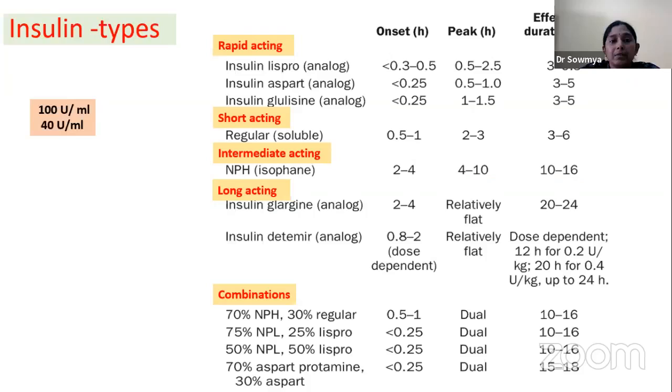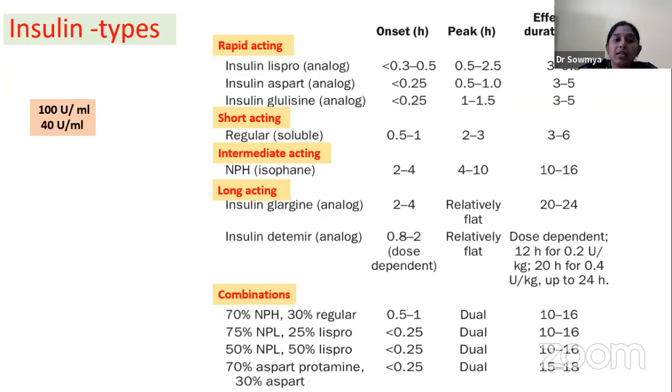So what are the insulin types? First, we should know the insulin types. They are divided into rapid acting, short acting, intermediate acting, long acting, and combinations, that is, pre-mixed insulins. So what are the rapid acting insulins? These are analog insulins, usually human recombinant insulins. Examples are insulin lispro, insulin aspart, and insulin glulisine. Usually the onset of action is within half an hour, the action peaks at almost 1 to 2 hours, and the effective duration is around 3 to 6 hours.